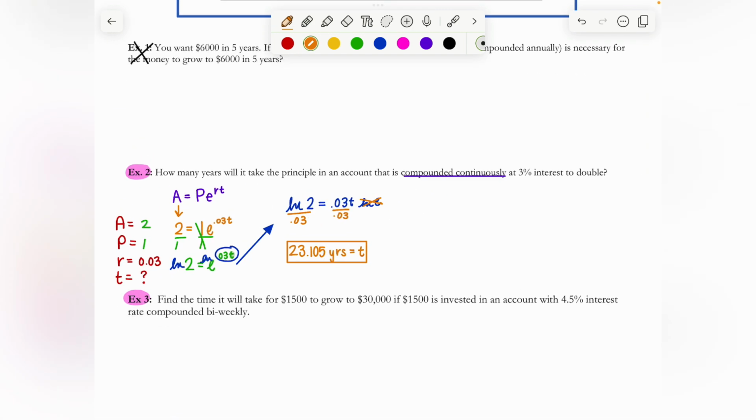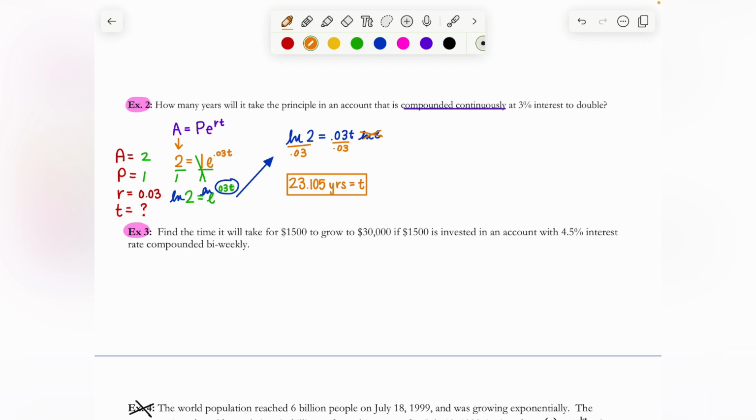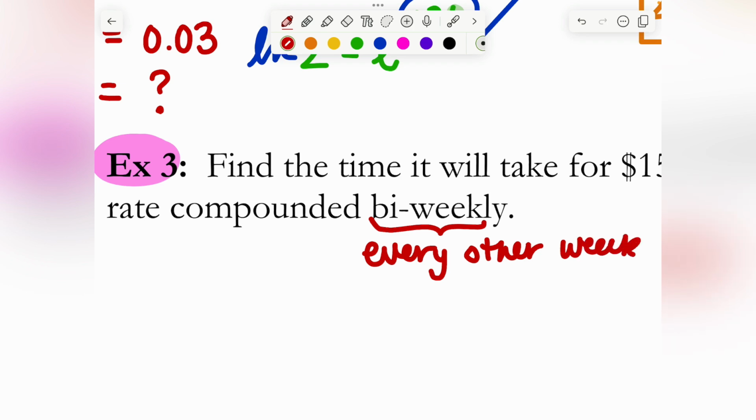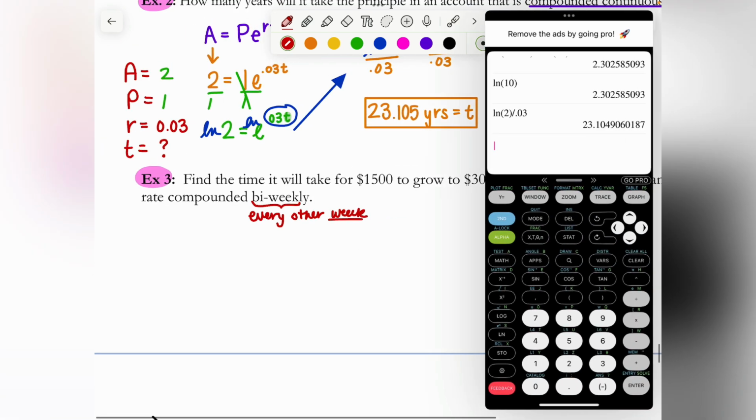So that was example 2. Example 3, find the amount of time it will take for $1,500 to grow to $30,000 if $1,500 is invested in an account with 4.5% interest compounded bi-weekly. Bi-weekly is every other week. Kind of sounds like it would be twice a week, but we'll go with every other week.